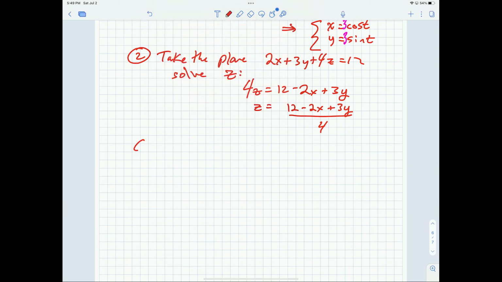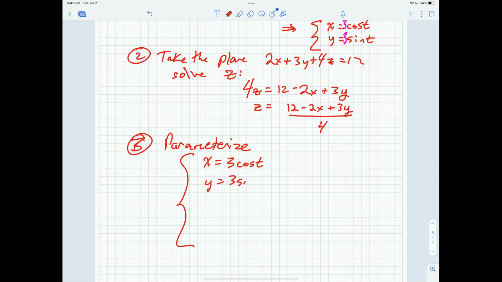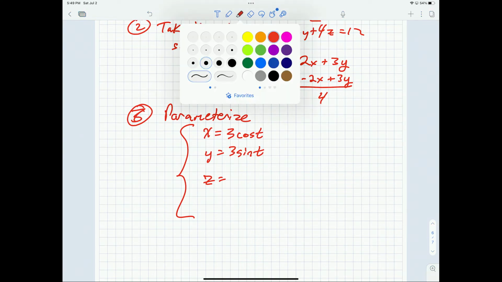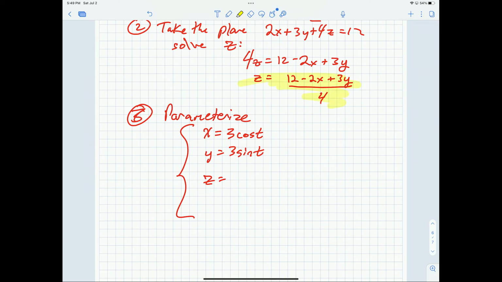Now, just write your parameterization. The thing is that x we already decided was 3 cosine t, y we already decided was 3 sine t, and then what's z? Well, z comes from the equation of the plane. It was this right here. But we're just going to replace x and y with what they are. So this is going to be 12 minus 2x, but x is 3 cos t. And then minus, I don't know why I have a plus here, I just can't subtract.